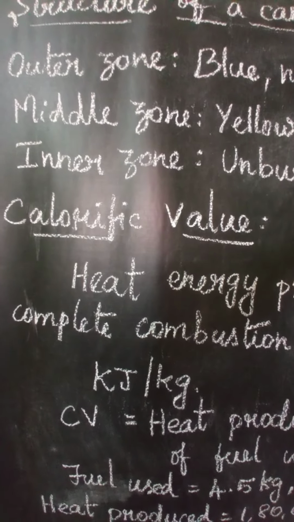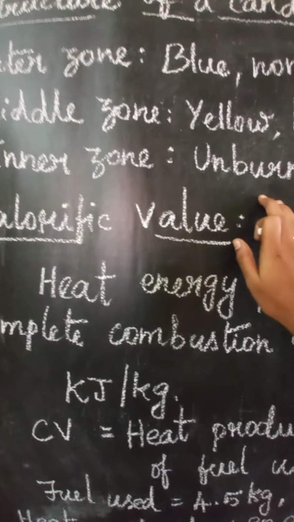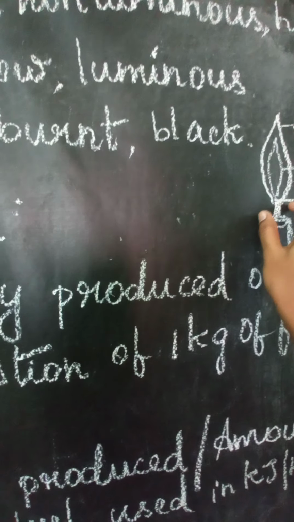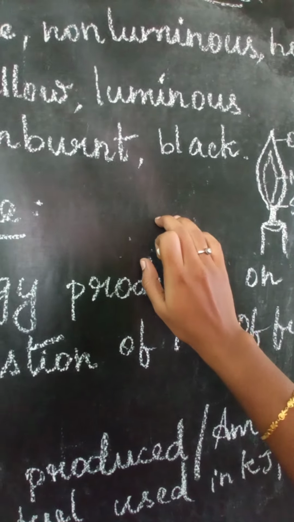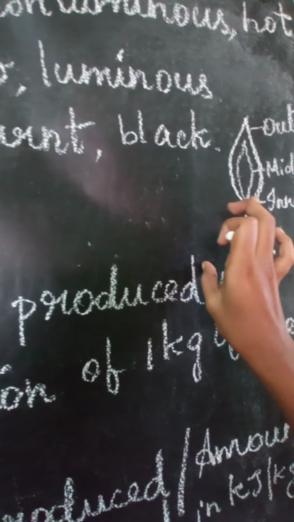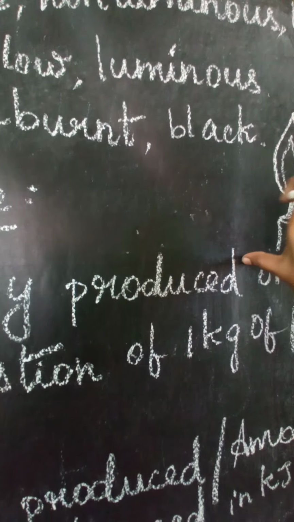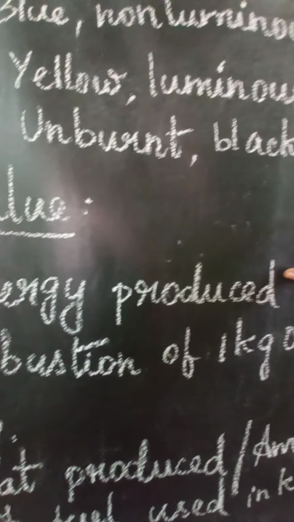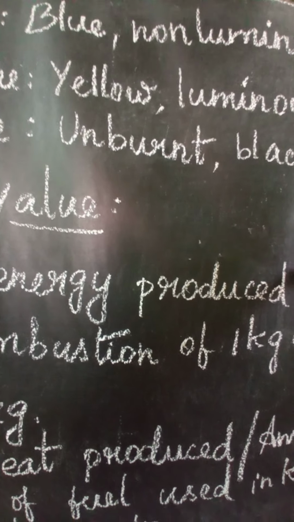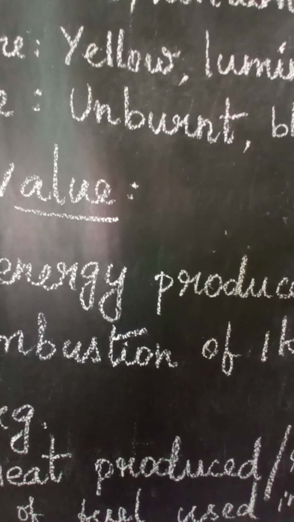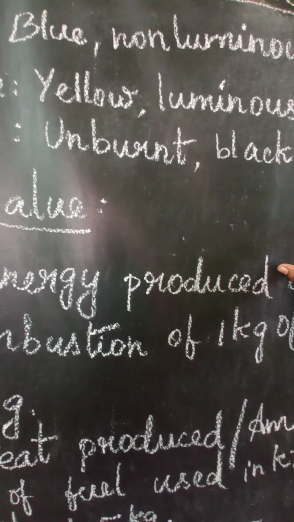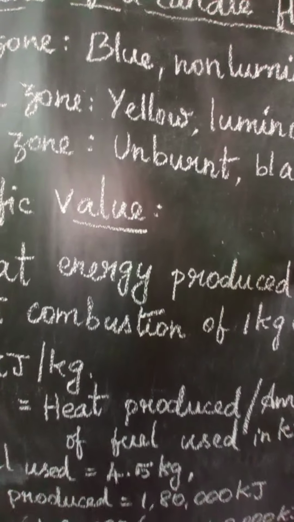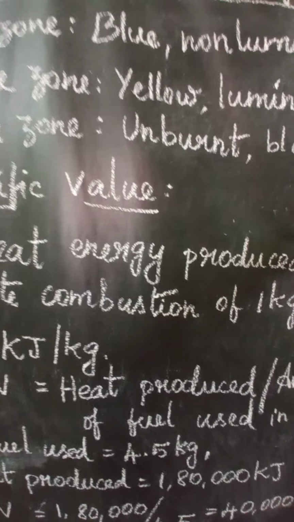And then the inner zone, what about this inner zone? It is the unburnt layer. Unburnt means that black region; here it will be black in nature, and no burning process takes place in this area. Only in the outer zone and in between, in the middle, does the burning process take place. In the inner zone, burning does not take place at all. That's why it is called unburnt, and it will also be dark black in color. Heat will be completely absent, because burning itself is not happening there.